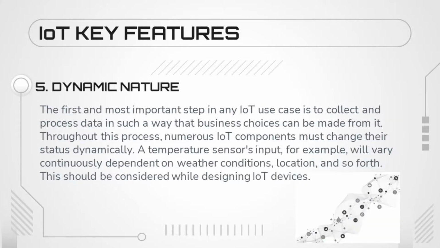Dynamic nature. The first and most important step in any IoT use case is to collect and process data in such a way that business choices can be made from it. Throughout this process, numerous IoT components must change their status dynamically. A temperature sensor's input, for example, will vary continuously depending on weather conditions, location, and so forth. This should be considered while designing IoT devices.